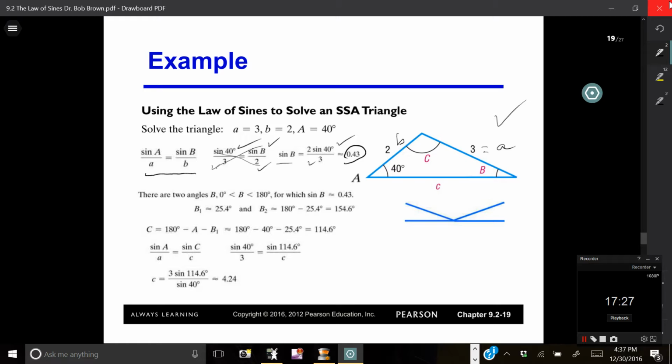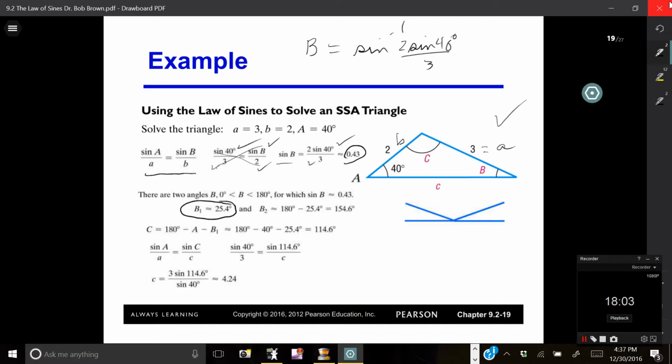So B is equal to inverse sine of 2 sine of 40 degrees divided by 3. And solving for B, you get 25.4 degrees. We're going to call that B1.